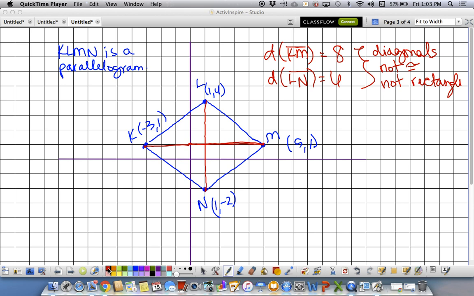What else could we do with the diagonals about a rhombus? What about, you know, perpendicular? They're perpendicular. How can we tell if LN and KM are perpendicular? Well, they cross. Other than looking at them and they cross, what do you know about perpendicular things? They intersect at 90 degrees.